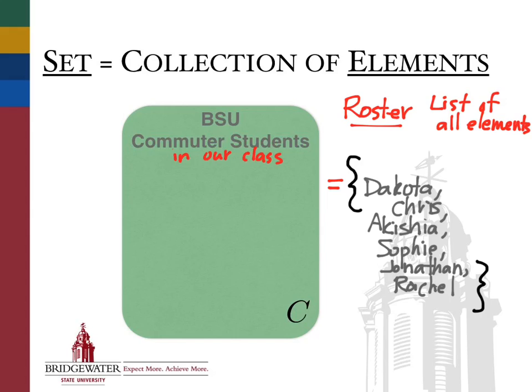Now, we don't always have the luxury of being able to write down a roster for a set, because some sets have infinitely many elements. For example, the set of all integers. But for sets which are finite, and especially small and finite, like this one, we can do that. What's the cardinal number of this set that we're seeing on the board? Yeah, the cardinal number of this set is 6.